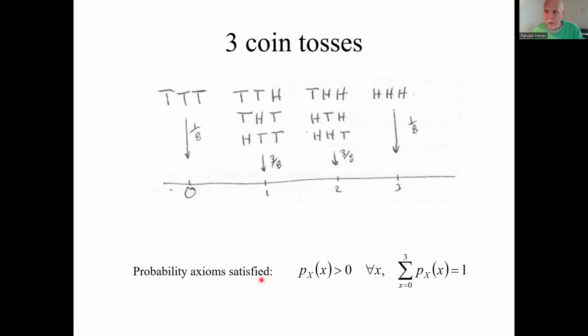The probability axioms are satisfied. Each probability is, in this case, strictly greater than 0, but you need it to be greater than or equal to 0. If you sum them all up, since in this case they don't overlap, they're disjoint, they sum to 1. So those are checks on whether the probability axioms are satisfied. Then we just do things from there.